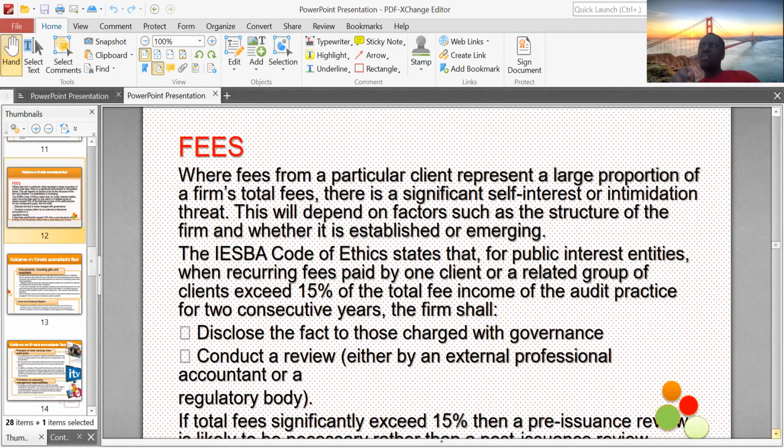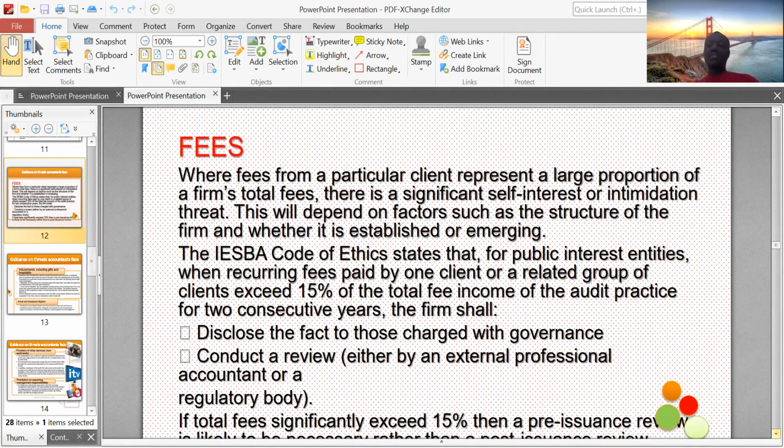In that case, there's a self-interest threat. If one person alone is giving you a large proportion of your total fees, then that person can literally control you and can intimidate you. That's why they can create a self-interest or intimidation threat. They can say, you know what, if you don't align with our views, we are leaving, and you won't be able to get more audit fees from us. So the code takes a lot of consideration for that.